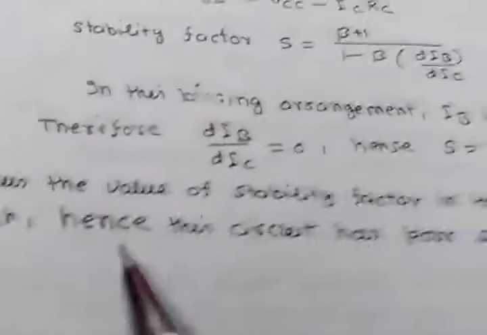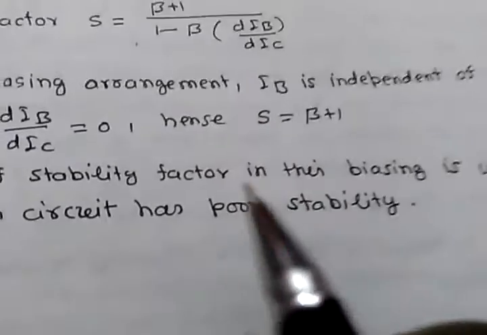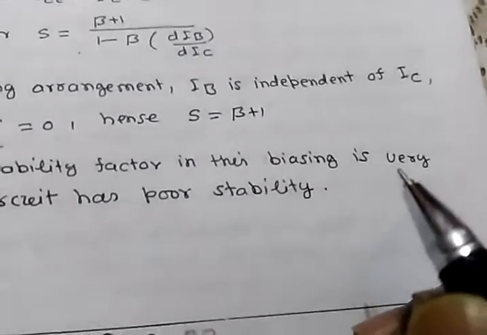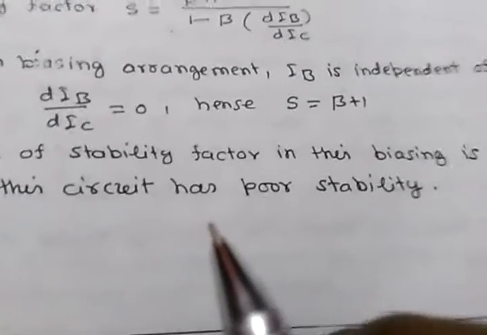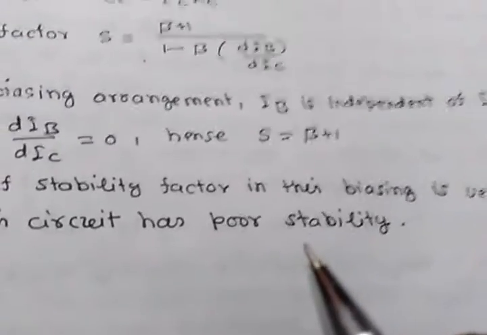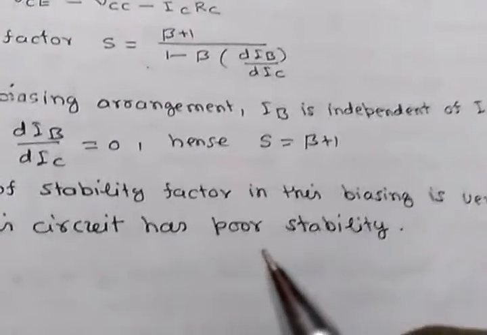It means the value of the stability factor in the fixed biasing method is very high. So this circuit has poor stability and is very rarely used in circuits.